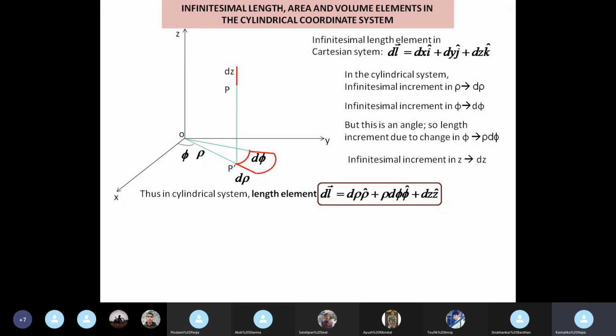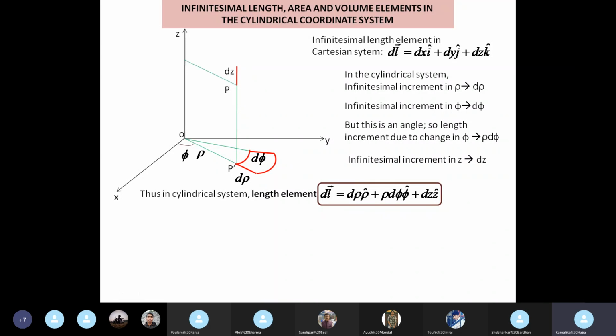Again, this arc here will be rho plus d rho into d phi. Okay, same angle. So this arc length will be rho plus d rho multiplied by d phi. But my point is over here. Remember, this is my point whose coordinates are rho, phi, z. You have to remember that.